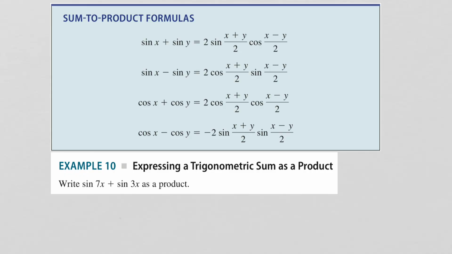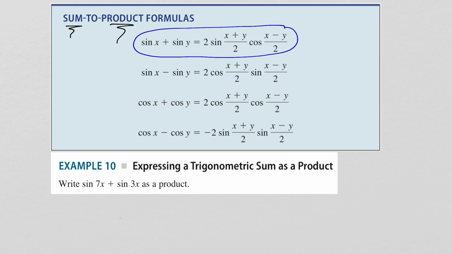And then we have the reverse of this process. So this is when you can take a sum of two trig functions and turn it into a product. And you can see the various formulas. And once again, I don't require my students to memorize these, but if you have the formula sitting in front of you, you definitely should be able to utilize the formula. So I want to write the sine of 7x plus the sine of 3x as a product. So the formula I'm going to use, of course, is the first one.